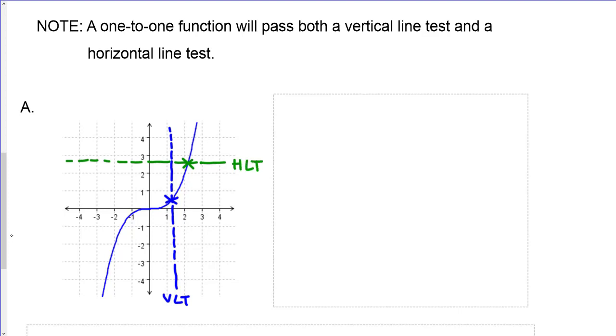It looks like around here, if I drew a horizontal line, that possibly would occur, but it's really just due to the scale of the axis that it looks that way. In fact, this graph does only touch at one point, and you could see that if you zoomed in a little bit further in that region. So because it passes both a horizontal line test and a vertical line test, this is a one-to-one function.